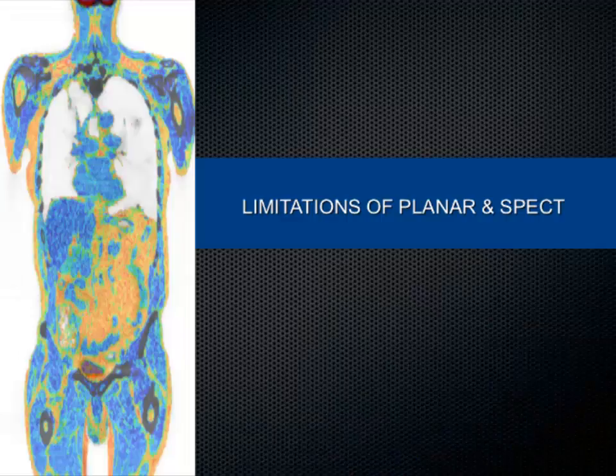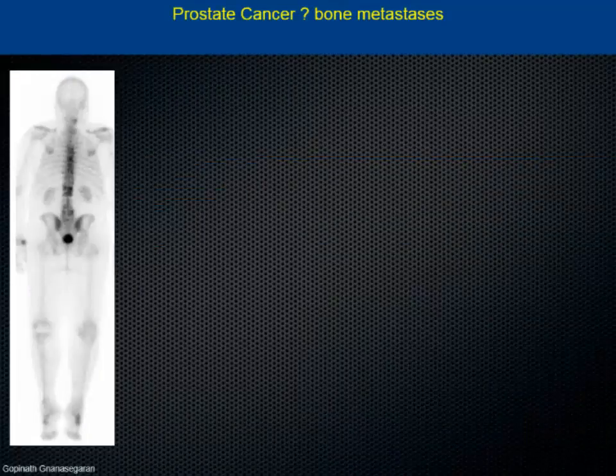Limitations of planar and SPECT. The problem with the planar is, in this case, this is a patient with prostate cancer, patchy uptake. How many will go for degenerative disease in this? Degenerative, PSA of 14, 15. Equivocal, probably mets, probably degenerative.